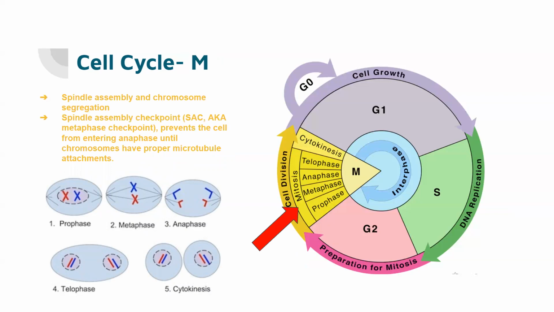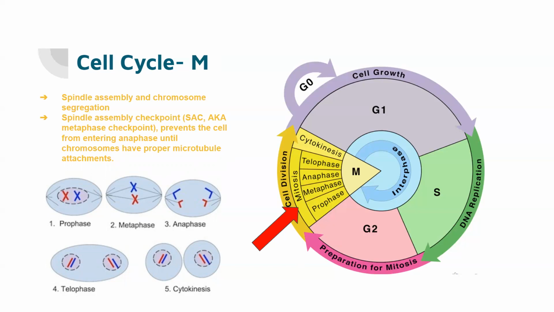Okay, so now we have M phase, and this is where our active process of division is happening. I'm sure you are all familiar. You should know basically what happens in each of our phases: prophase, metaphase, anaphase, and so on.